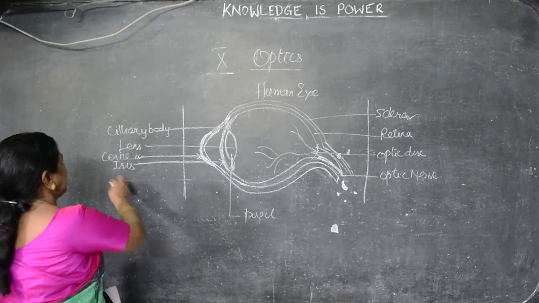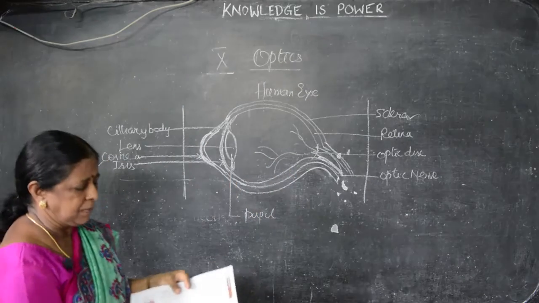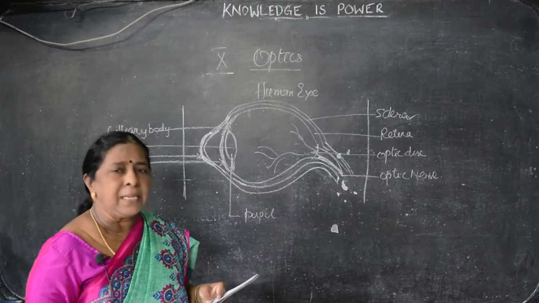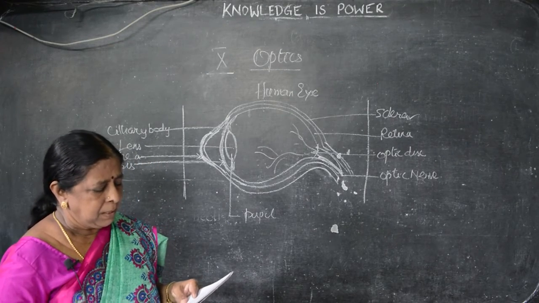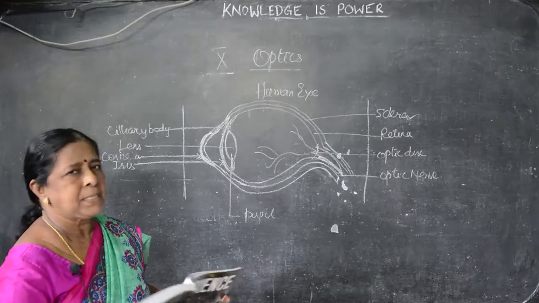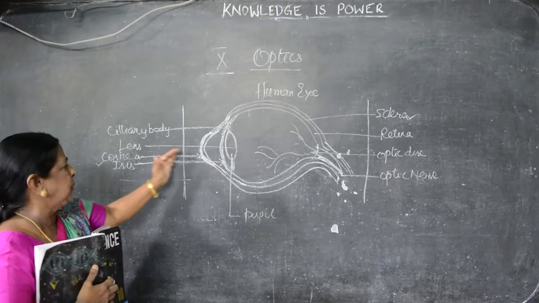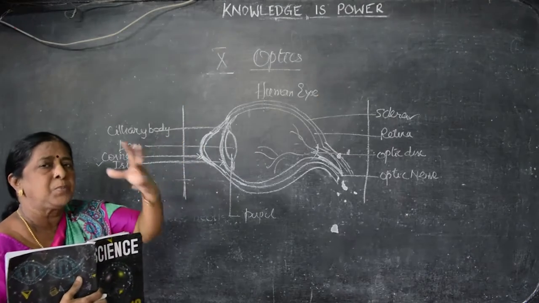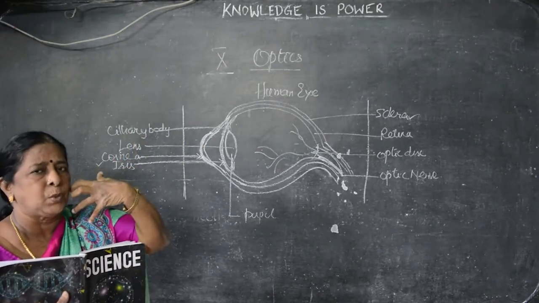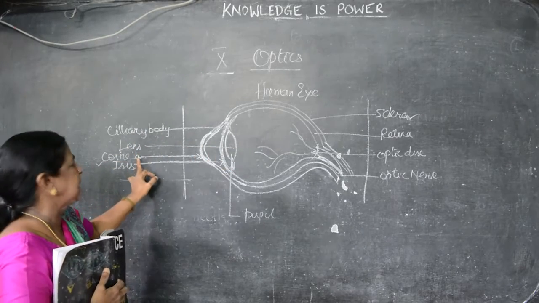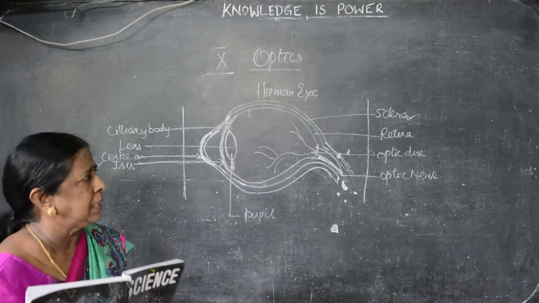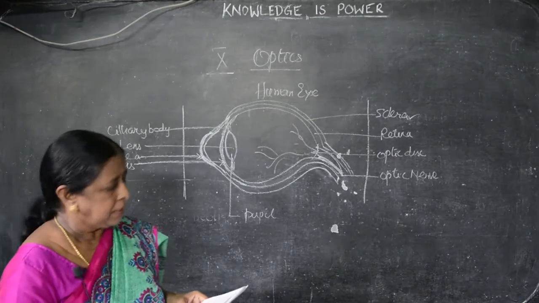Next we have to say cornea. What is its function? This is a thin and transparent layer on the outer surface of the eye. It is the main refracting surface. The light penetrates through it and is refracted. As soon as the light comes from the object, it enters our lens and is refracted onto the retina. So the cornea is the refracting surface.